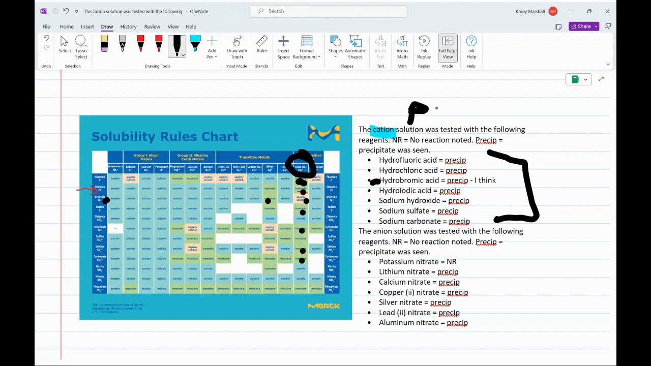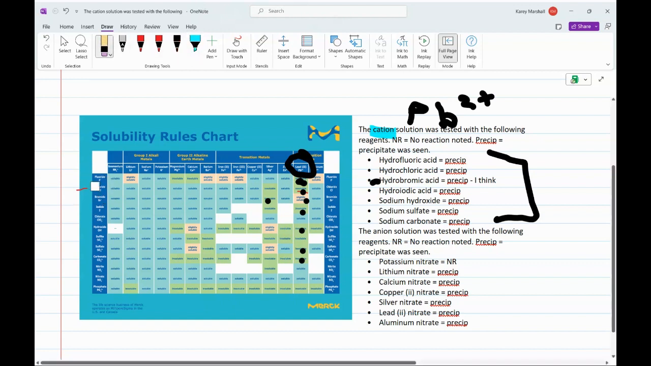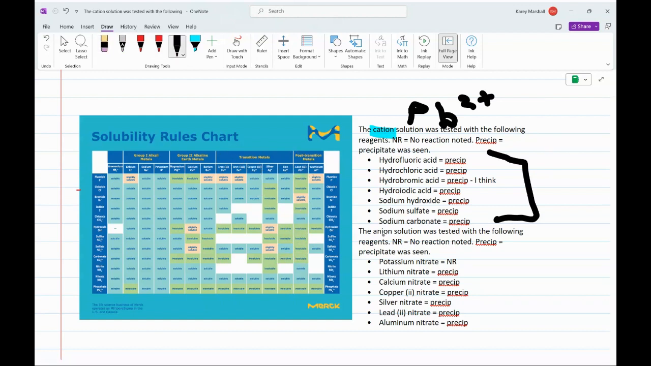So that would be Pb2+. Remember, a cation is an ion. We need a charge. So if we're going to look at this for our anions, then remember these are separate solutions we are testing. The anion solution is what we're looking at now.